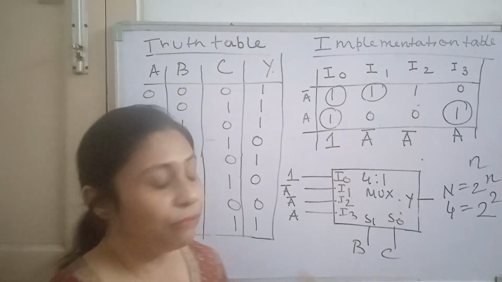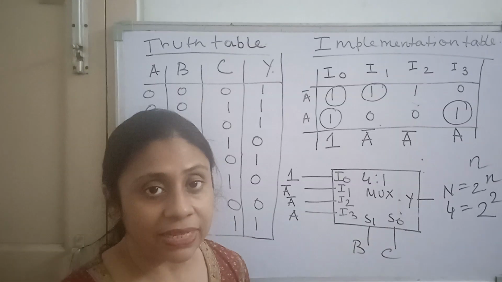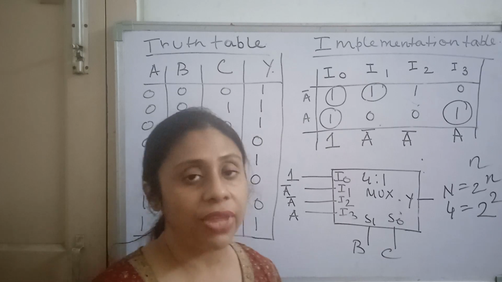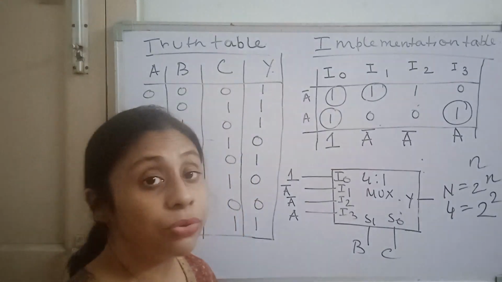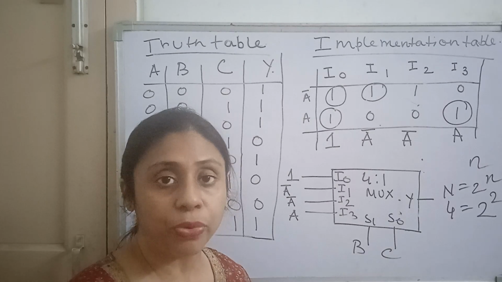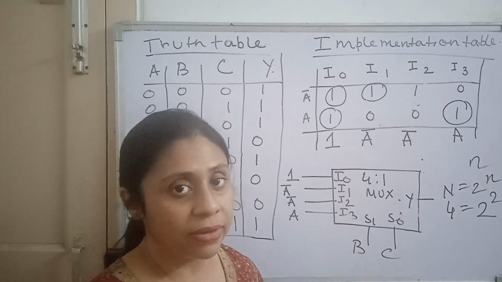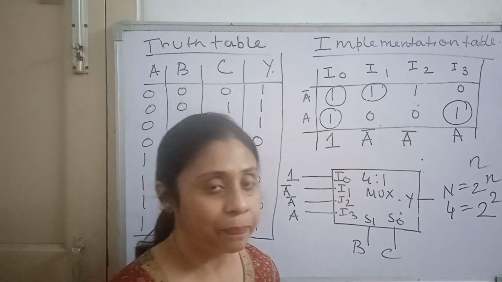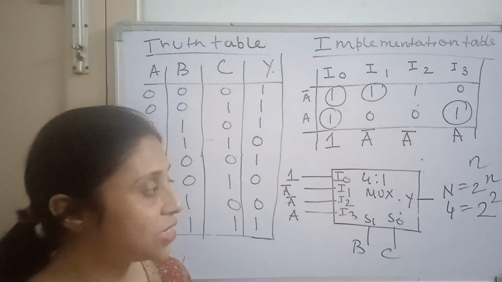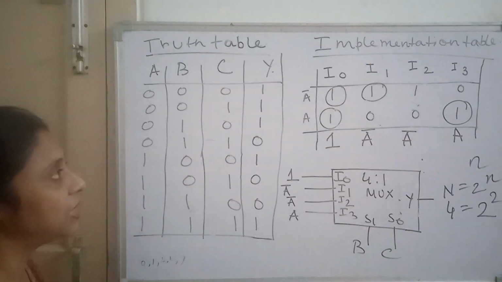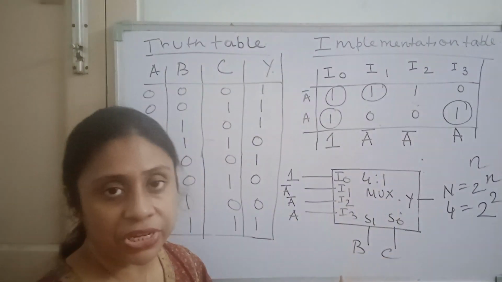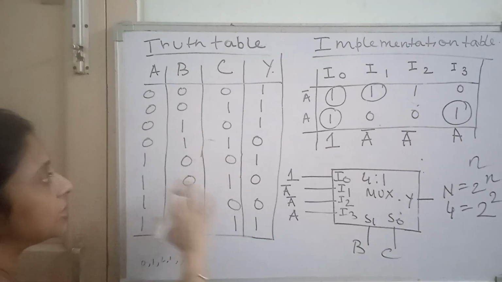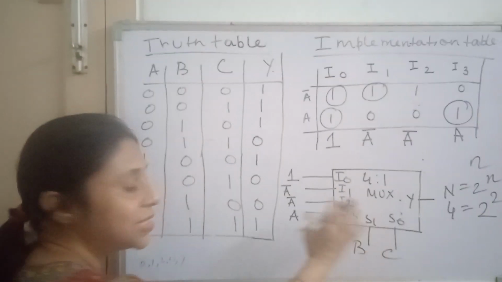Now let us check whether this design is correct, that is, whether we are getting the desired output. How to check it? If we have the desired output, then that will satisfy our truth table. Then only we can confirm that our design is correct. So let us check whether our truth table is satisfied or not. This is the truth table we have derived from the implementation table. So let us check whether this truth table is satisfied by this design.